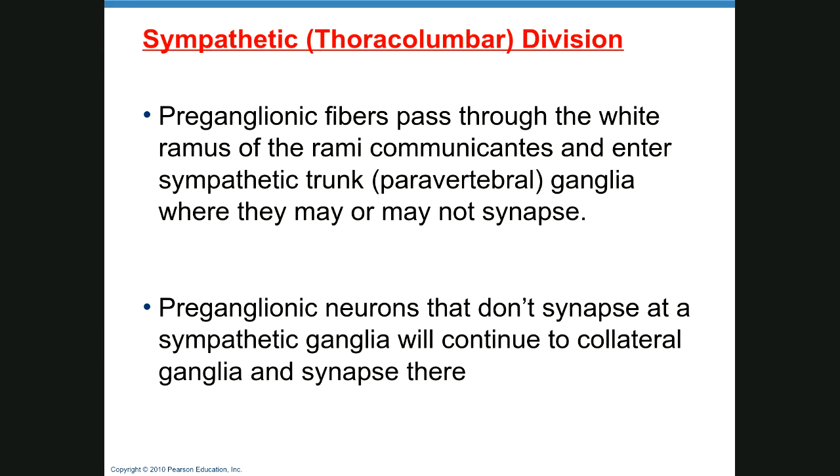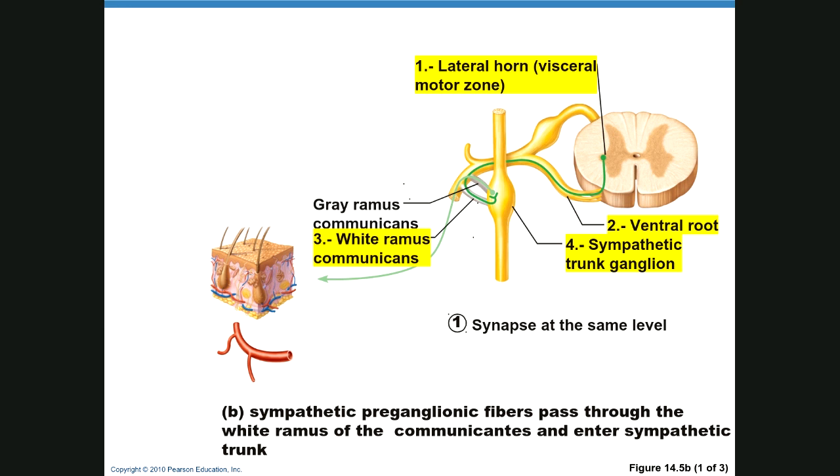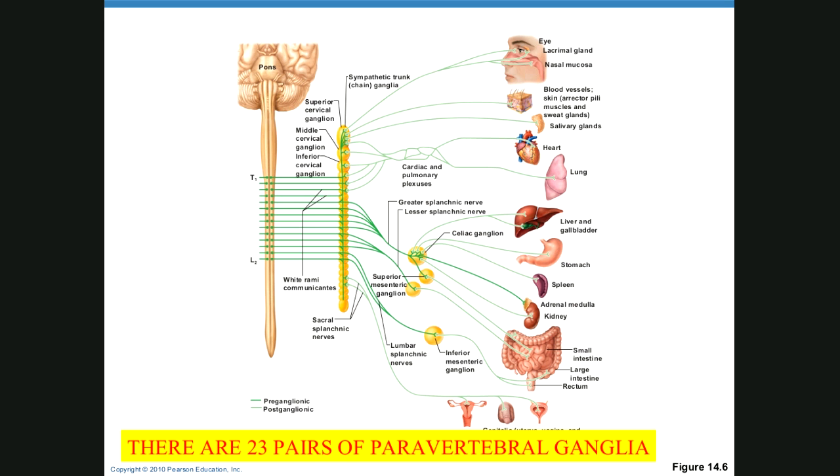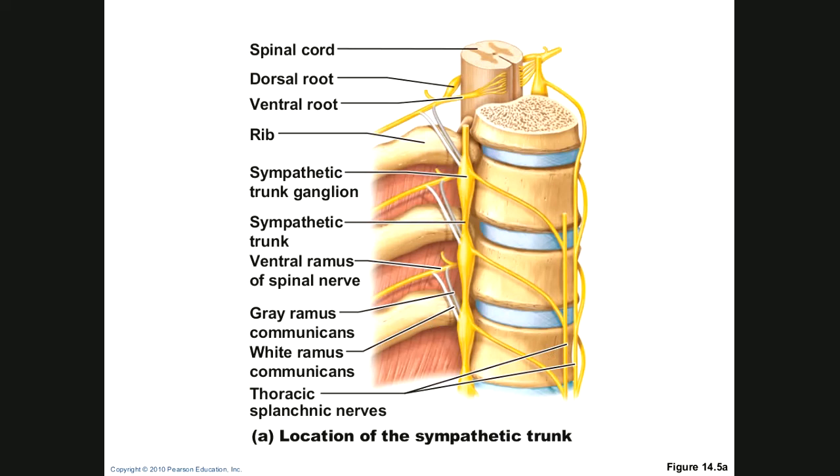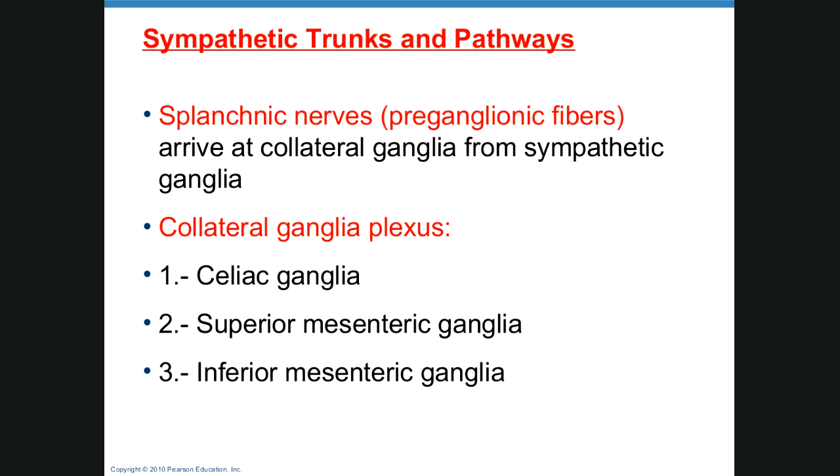But we're not going to worry about all this wiring right here. It's just essentially going over the same information. This PowerPoint here is showing you the paravertebral ganglia right there, next to the spinal cord. All right. The preganglionic fibers of the sympathetic nervous system form what we call the splanchnic nerves. And again, we're not going to worry about individual names of the collateral ganglia. We're just going to call them collateral ganglia.